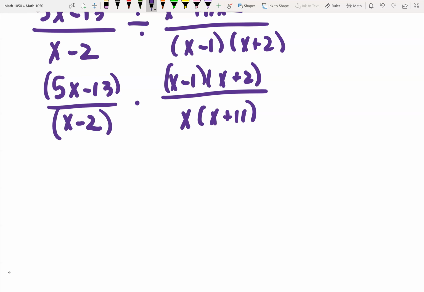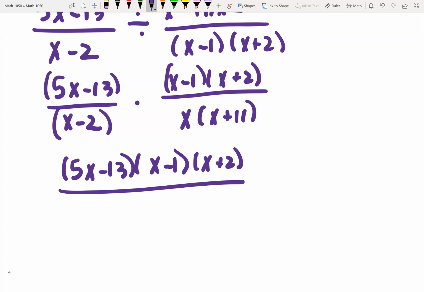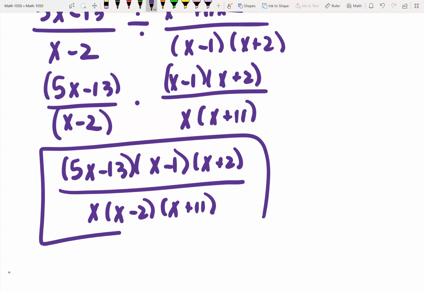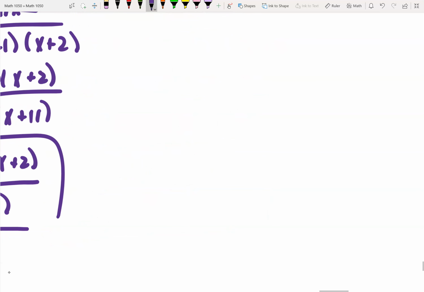Nothing's the same. And since it's so complicated, there's like 3 on top and 3 on the bottom, I don't think Weber State's going to make us multiply this out. So we're just going to write it as 5x minus 13 times x minus 1 times x plus 2 all over x times x minus 2 times x plus 11, like that. Okay? Okay, let's do number 20.